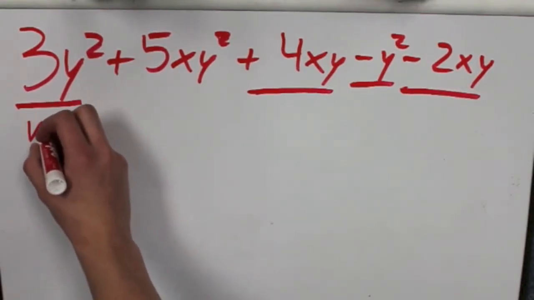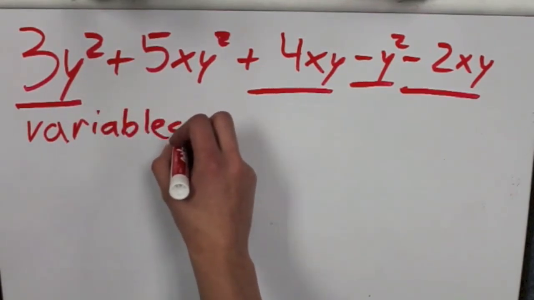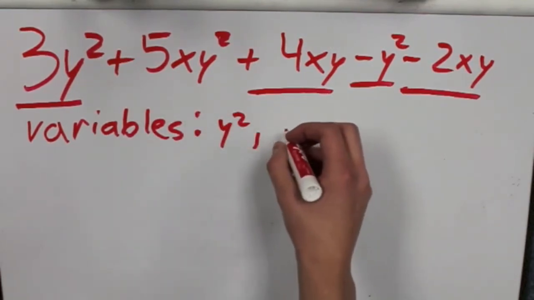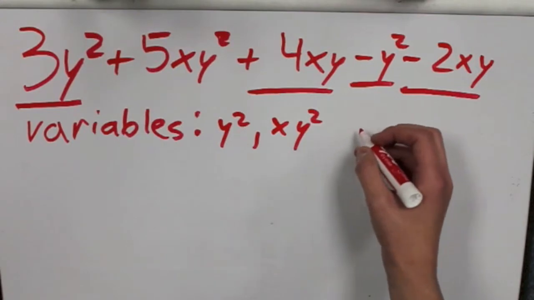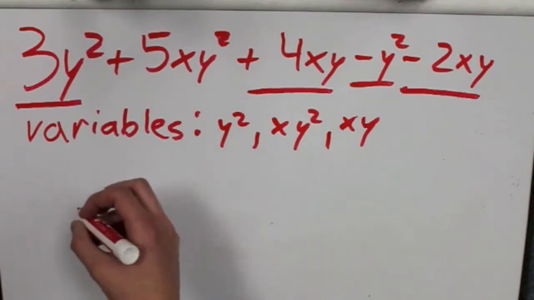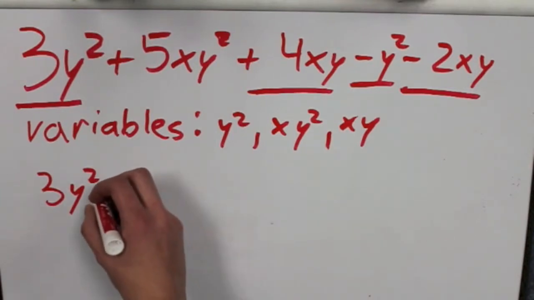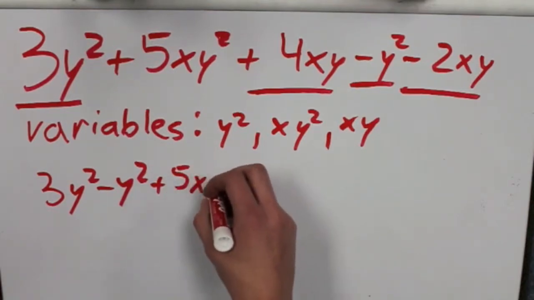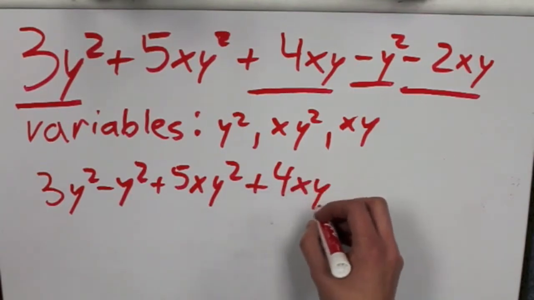Now we're going to write out the variables here at the bottom so you guys don't get confused. And our variables are y squared, xy squared, and xy. So now we rearrange the equation to put the like terms together. So 3y squared goes with negative y squared. And we put 5xy squared in the middle because it has no partner. And then we put in plus 4xy minus 2xy.